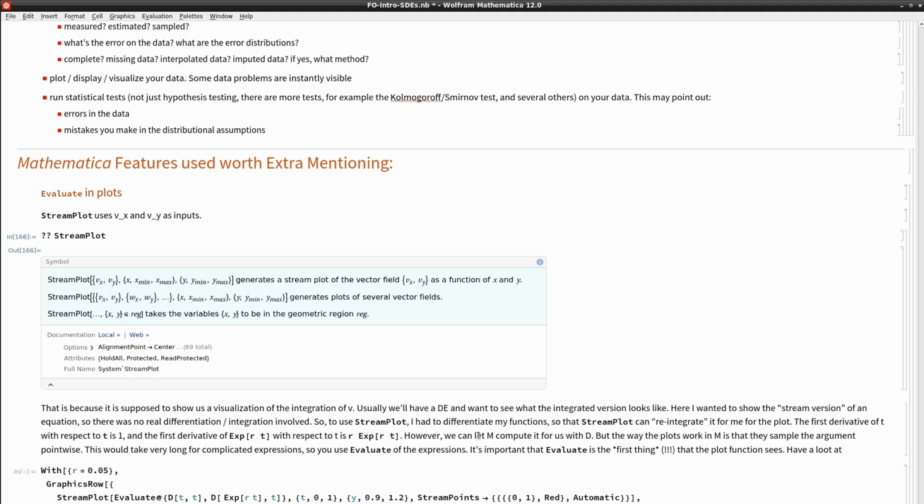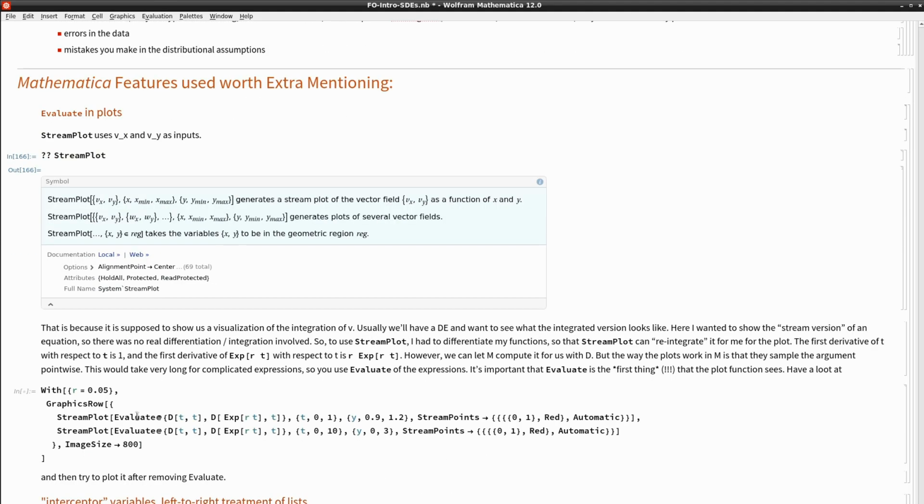But if we let Mathematica compute it for us with D, then we still have to put Evaluate around it, because the way the plots work in Mathematica is that they sample the argument. This is important. They sample the argument pointwise, and this will take a very long time for complicated expressions, so we have to use Evaluate around this expression. It's important that Evaluate is, so to speak, the first thing that the plot function sees, and not just for StreamPlot. The same is true for Plot or other plots like PolarPlot or ListLinePlot and so forth.